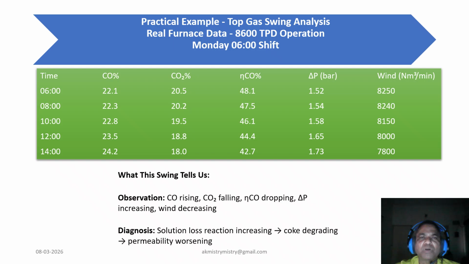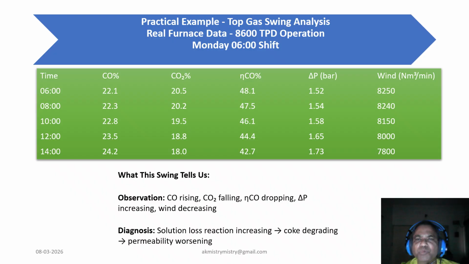So now let's look at a practical example from an 8,600 ton per day blast furnace. This is real shift data, and let's walk through the numbers from 6 a.m. to 2 p.m. Notice the trend. At 6 a.m., CO is 22.1 and CO2 is 20.5, giving us a good eta CO of 48. Pressure drop delta P is stable at 1.5, and our wind volume is 8250 normal cubic meters per minute.